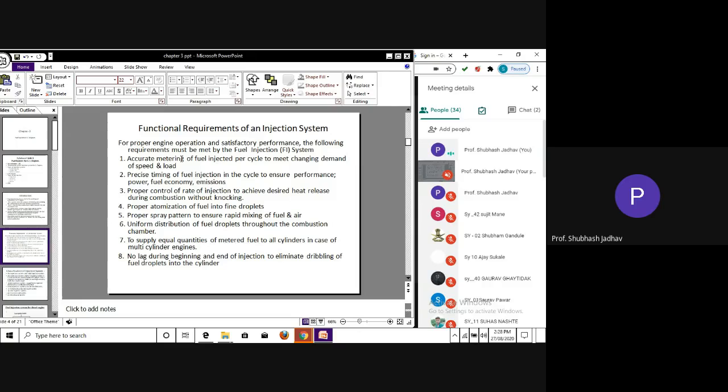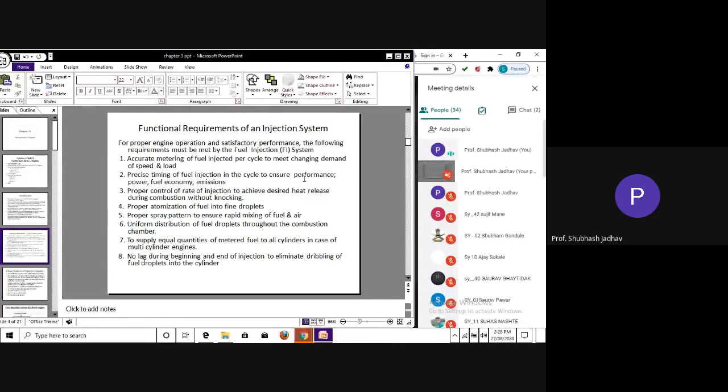If it is early or late, it is going to be wastage of energy, wastage of time, and wastage of fuel. And therefore, it is very essential that your timing of the injection has to be very proper. Moreover, whatever the timing has to be there, that will ensure that your performance is going to be proper, your fuel economy is going to be better, and emissions are going to be lesser.